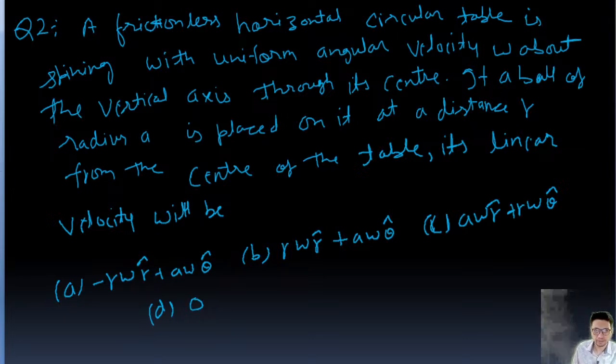so this is the question, guys. I'll read it for you. A frictionless horizontal circular table is spinning with uniform angular velocity omega about the vertical axis through its center. A ball of radius a is placed on it at a distance r from the center of the table. Its linear velocity will be, we need to find out the linear velocity. Okay, so I'll solve it.